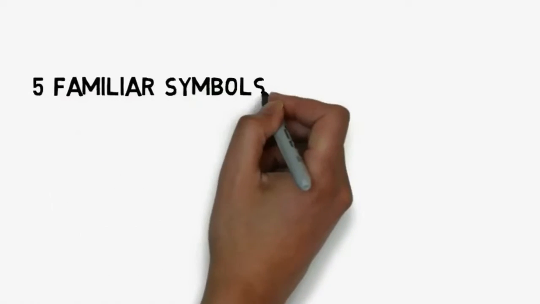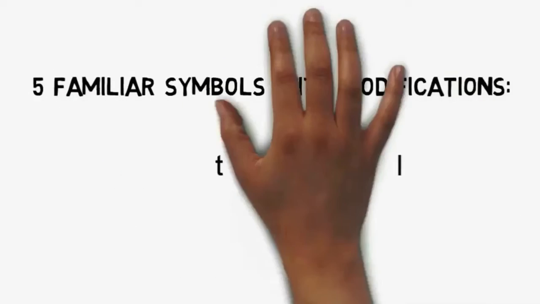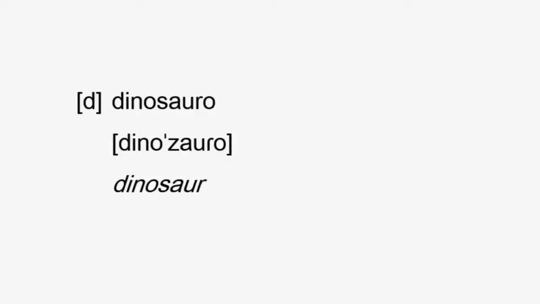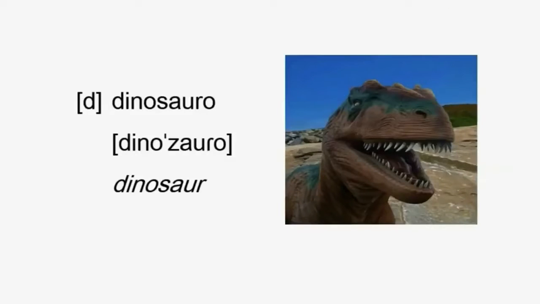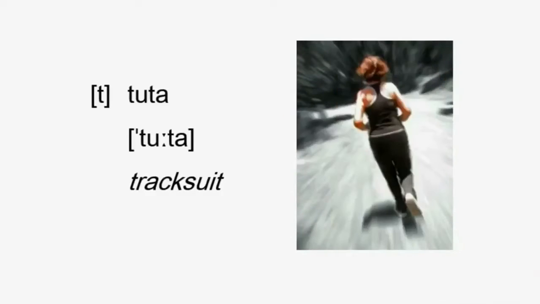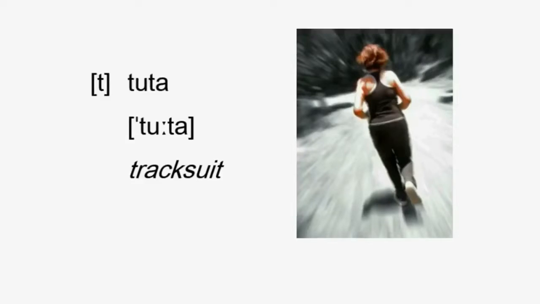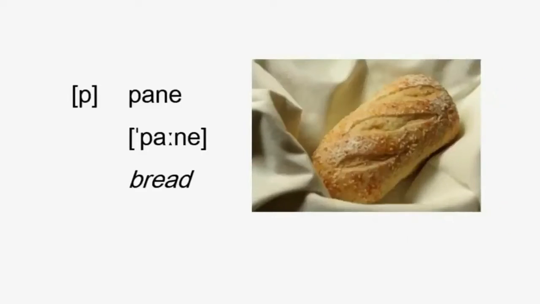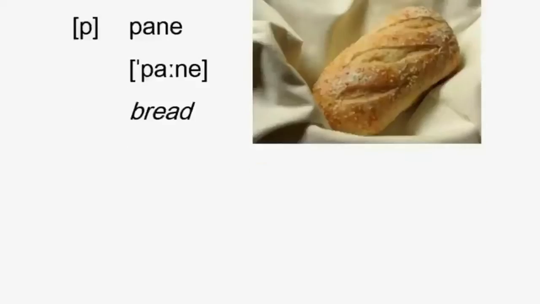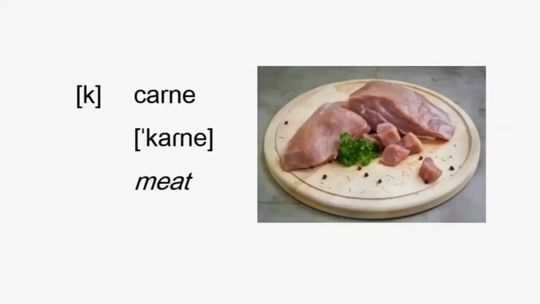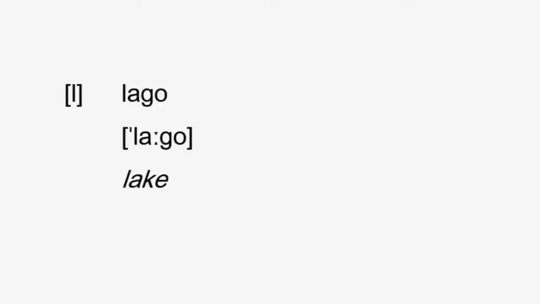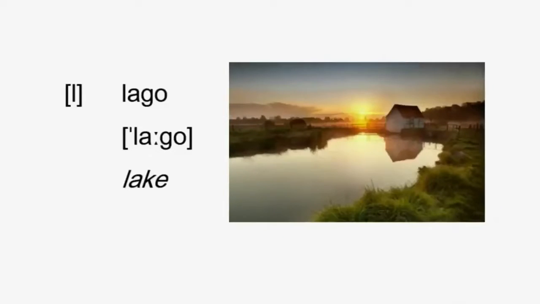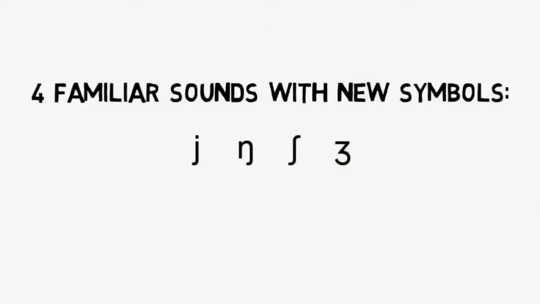Then came 5 familiar symbols that sounded a little different than the sounds you might be used to from English. There was d as in dinosauro, articulated with the tip of your tongue against your front teeth, and then t as in tuta, articulated in that exact same spot without any big puffs of air like we have in English. And then came p as in pane, without that same puff of air, and then k as in carne, also without a puff of air. And last we had l as in lago, which was an L pronounced with only the front of your tongue. And then came a few familiar sounds with new symbols.